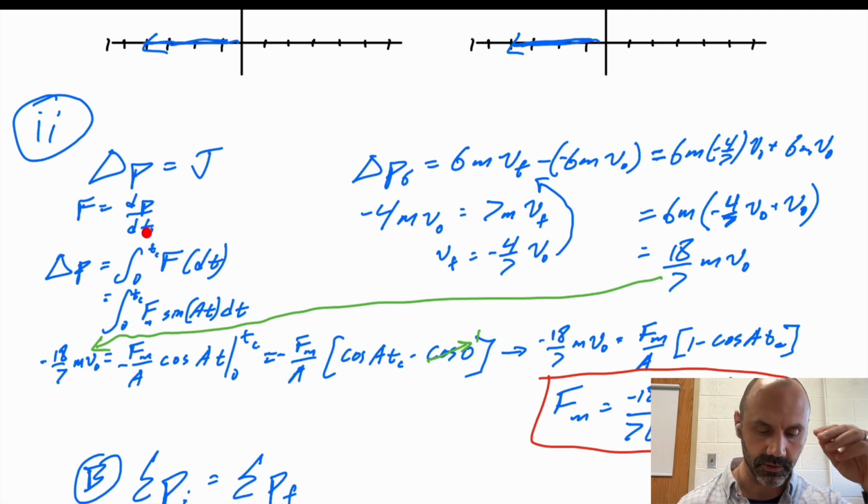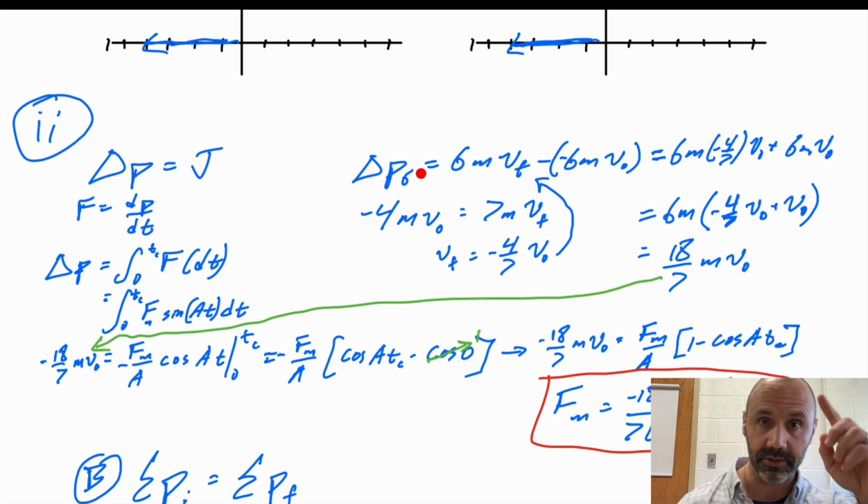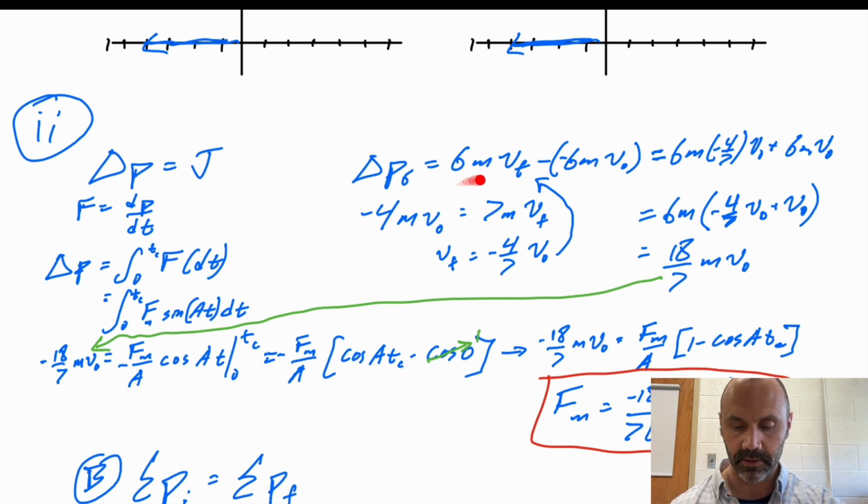So starting from there, that means that delta P equals the integral of F dt. And we have a function for F, so we're able to put that in there, going from 0 to the indicated time. But we also want to know what delta P is, so we have something to set this equal to once we solve it. This is the delta P of the 6m block. So it's 6m VF minus -6m V naught.